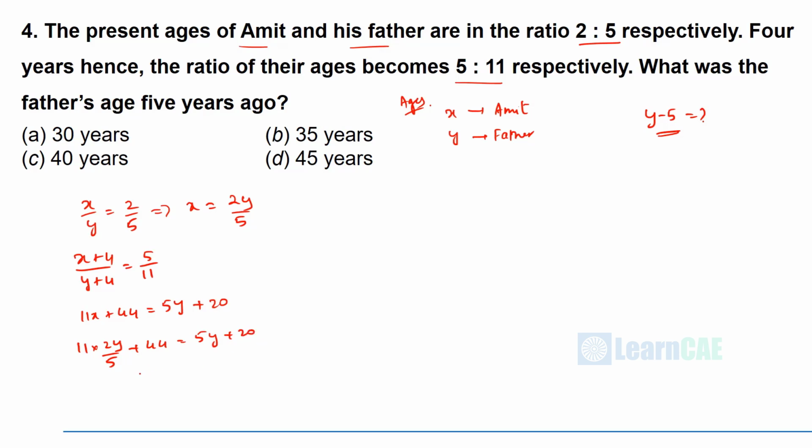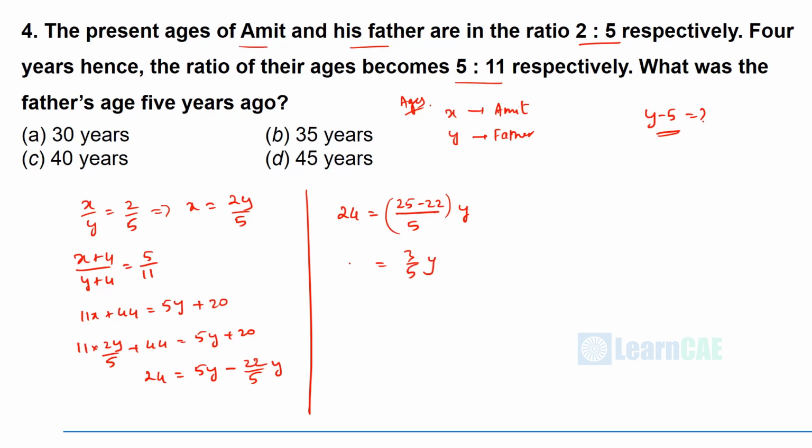So rearranging we will get 44 minus 20 is 24, which is equal to 5y minus 11 into 2 by 5, that is 22 by 5y. This will be 24 is equal to, we can take 5 in common, therefore it will be 25 minus 22 of y by 5. Again this will be 3 by 5 y. This will be 24. This will be 8 times. Y is equal to 5 8s are 40.